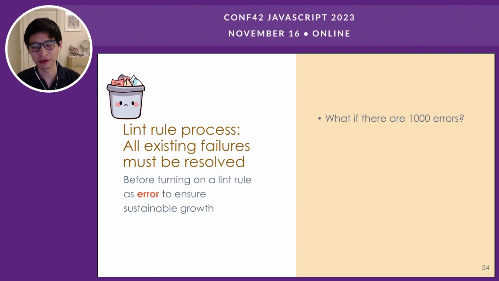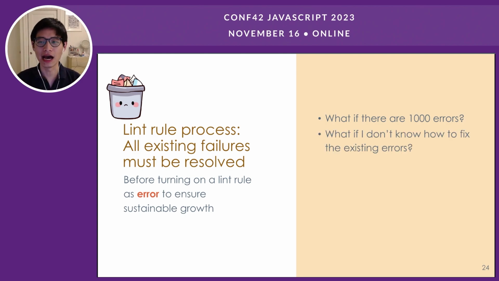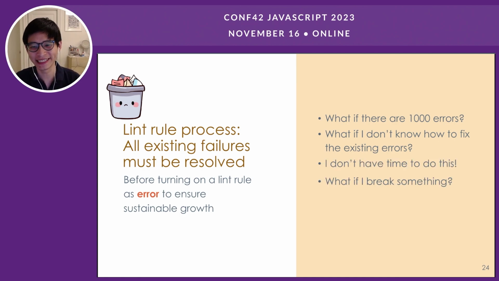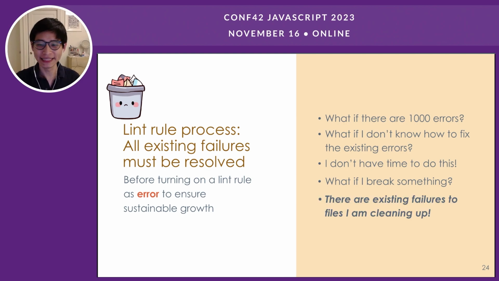This was not super popular either, because lint authors were questioning, what if there's 1,000 errors I need to solve? What if I don't know how to fix existing errors? What if I don't have the time to do this? What if I break something, right? I break production by fixing a lint failure. And there's just other existing failures in the files I'm cleaning up. But this revolves around the same theme, right? In order for us to get to 0 lint failures, everyone must chip in.